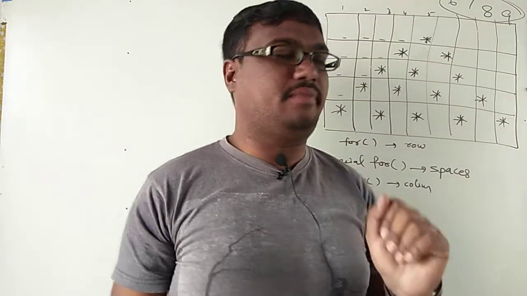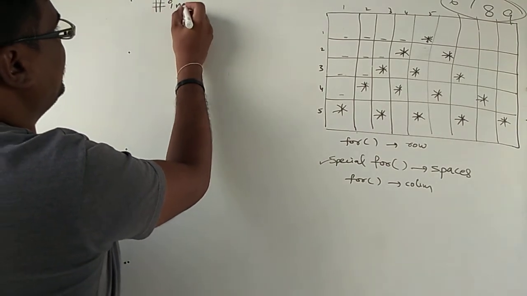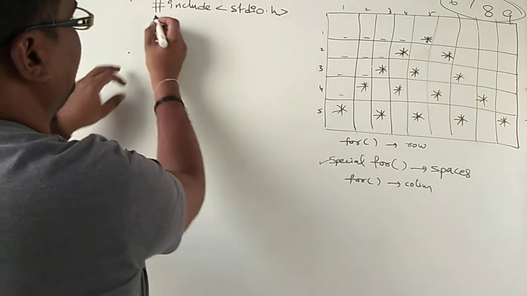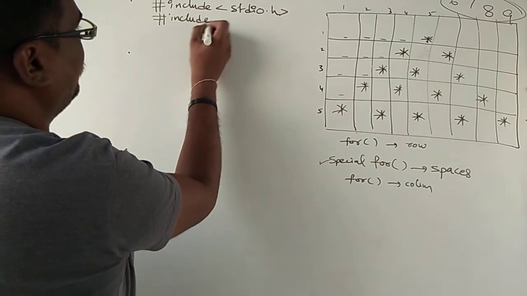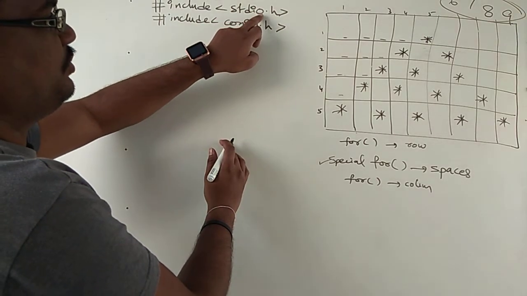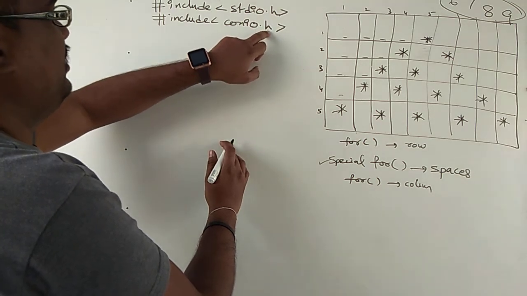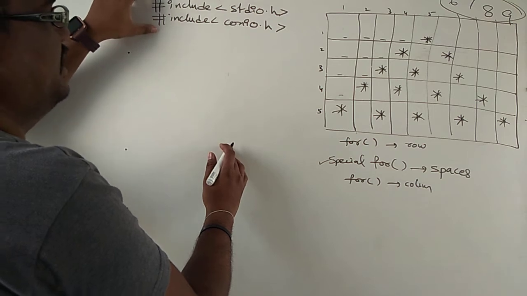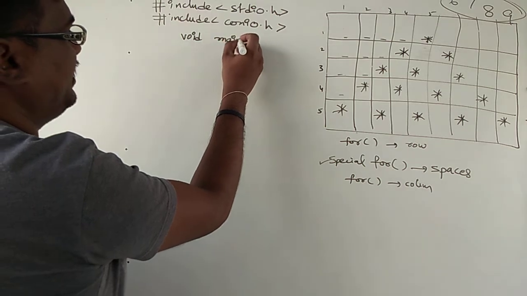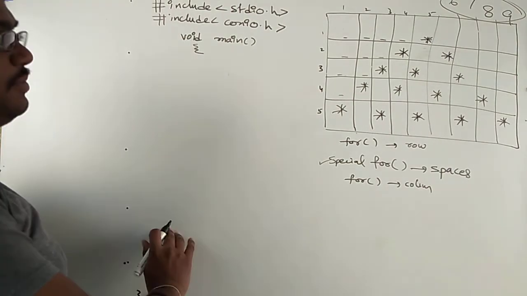Now watch the program. Every C program must start with #include <stdio.h> and #include <conio.h>. Std means standard input output, h means header file, conio means console input output header file, and hash means preprocessor directive. Then void main, with the opening of the program and the closing of the program.